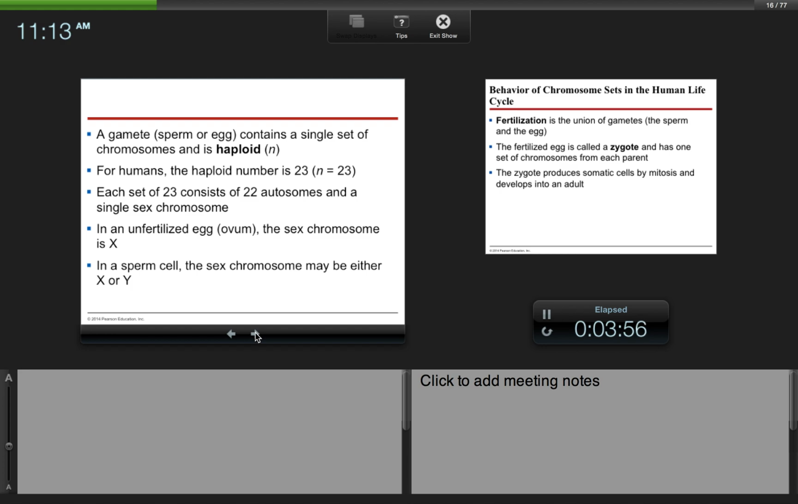A gamete contains a single set of chromosomes and is haploid. For humans, the haploid number is 23. Each set of 23 consists of 22 autosomes and a single sex chromosome. In an unfertilized egg or an ovum, the sex chromosome is X, and in a sperm cell, the sex chromosome may be either X or Y. Because of that, it's actually the male that will determine the sex of the offspring, because the female can only give an X, whereas the male can give an X or a Y.